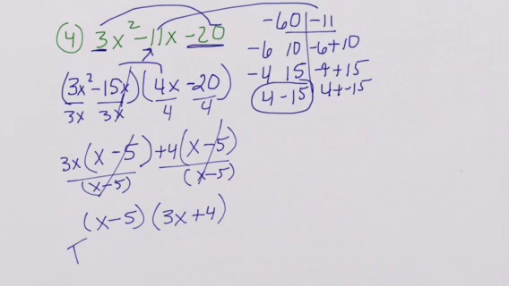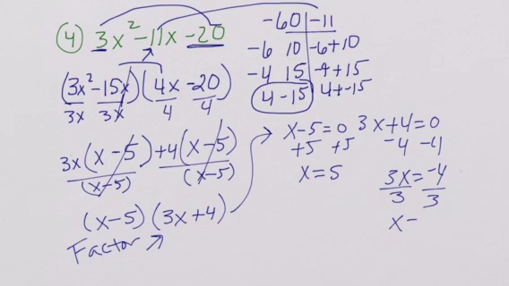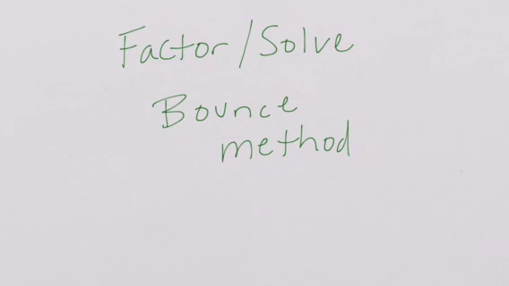So if I were factoring, I would simply stop right here. But if I'm going to solve it, I'm going to take x minus 5 and set that equal to 0, and 3x plus 4 and set that equal to 0. I'm going to add the 5, so it's going to be x is equal to 5. Pair out the 4, 3x is equal to negative 4, divide by 3, x is equal to negative 4/3. So my solution set is going to be negative 4/3, 5. And that's how you factor and solve using the bounce method.